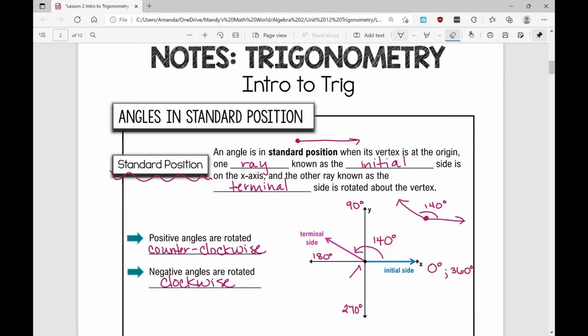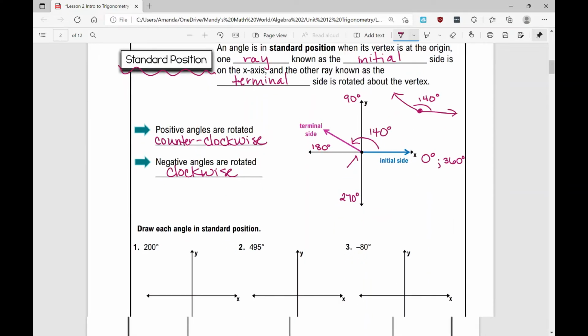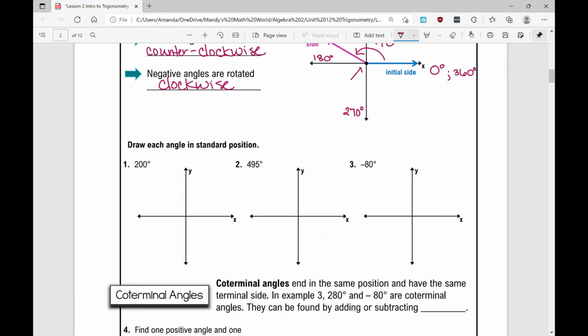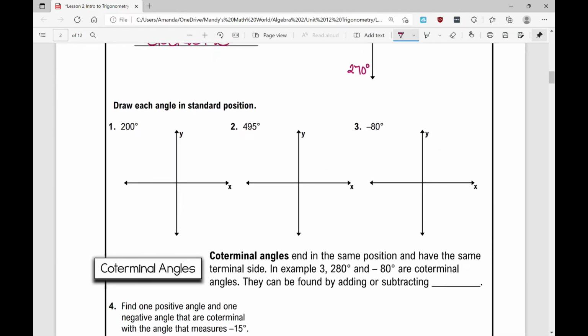Okay, now let's move on to the next little section. It says to draw each angle in standard position. So let's try this out. Number 1 says 200 degrees. So what is that going to look like? I know that along my x-axis, this is 0 degrees, this is 90 degrees, this is 180 degrees, and this is 270 degrees. I know that my vertex is at the origin, my initial side is on the x-axis shooting out to the right, and then I'm going to rotate it 200 degrees counterclockwise.